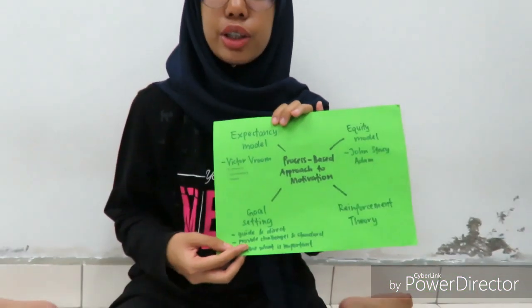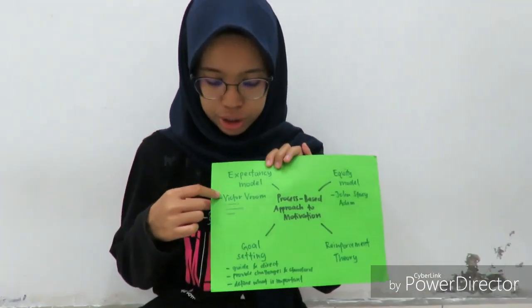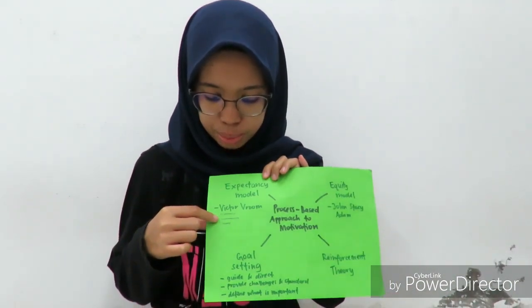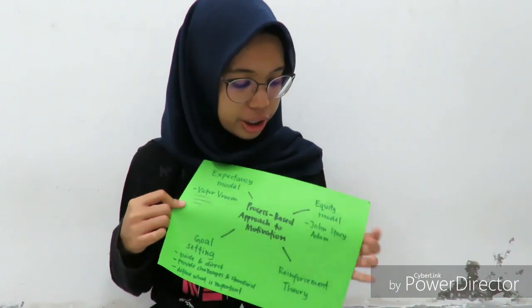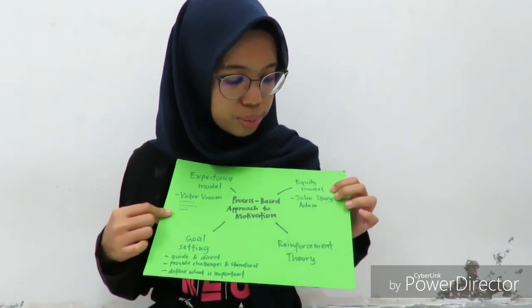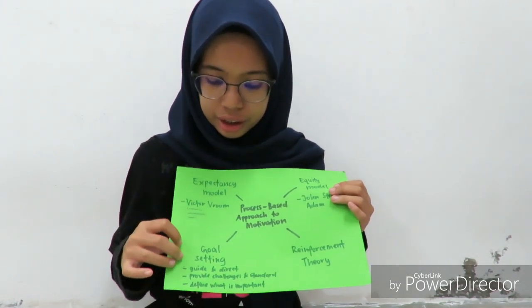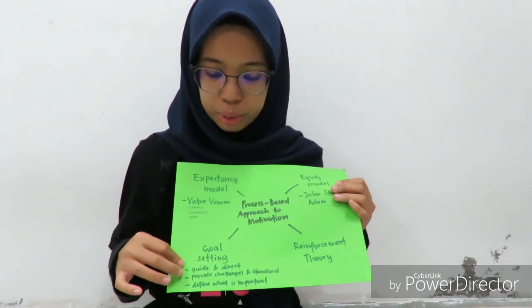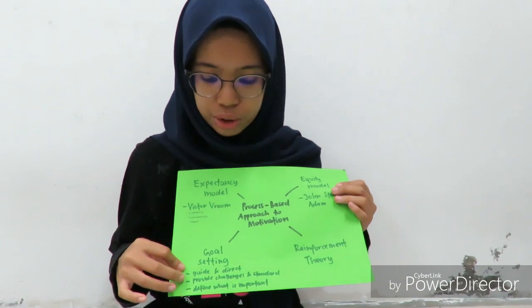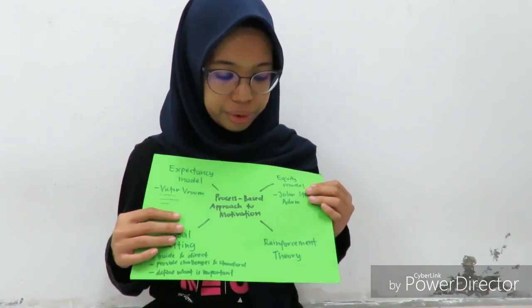Expectancy theory is introduced by Victor Vroom, which contains expectancy, instrumentality, and valence. The equity model is introduced by John Stacey Adams, and goal setting consists of guide and direct, provide challenge and standard, and also define what is important.